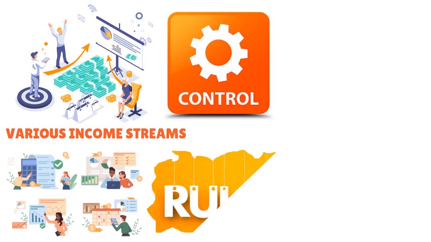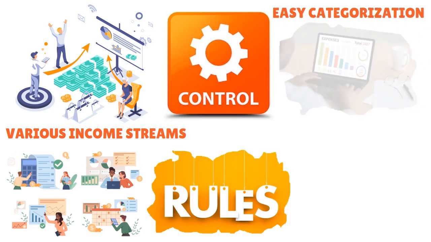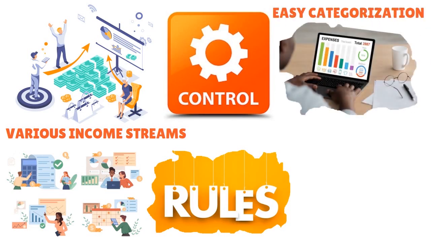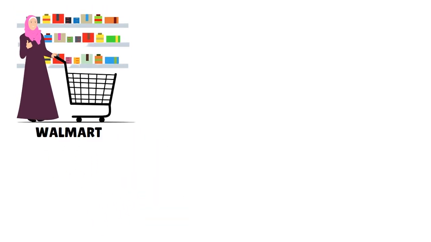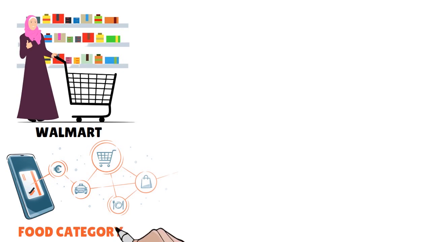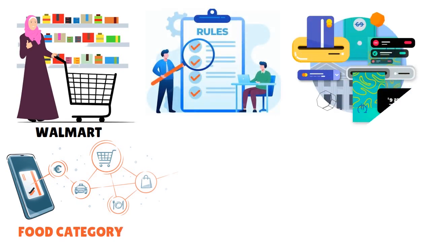You'll have the ability to set up rules for your spending. This makes for an easy categorization of tricky expenses. For example, let me give you an example. If you do your grocery shopping at Walmart or Costco, you might tag that as a category spending within the food category. And once you set up the rule, Buxfer will automatically categorize these transactions.